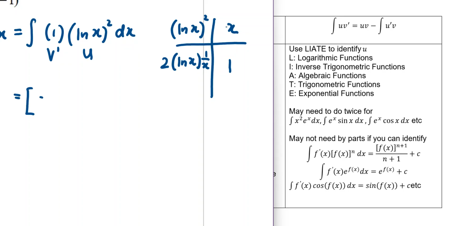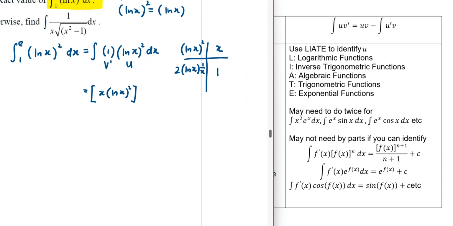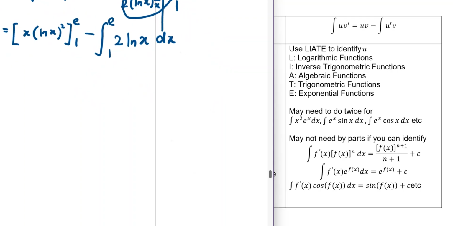uv is x (ln x) squared with my definite integral from 1 to e, minus the integral of, so this is easy to see, and when you multiply, this will become 2 ln x dx from 1 to e. Then you realize, oh my god, I cannot integrate ln x directly. I have to do by parts again. So be careful when you do it.